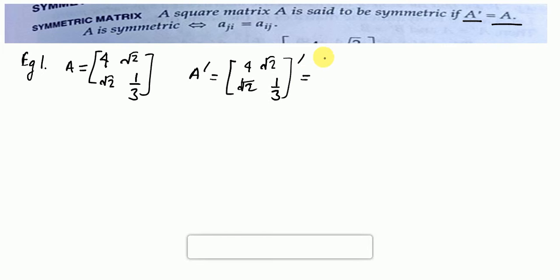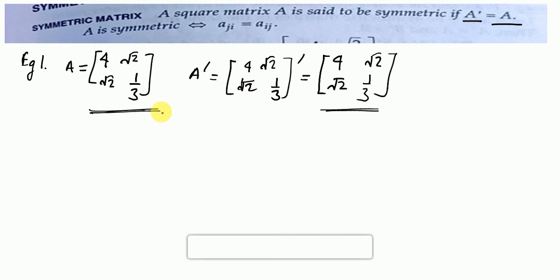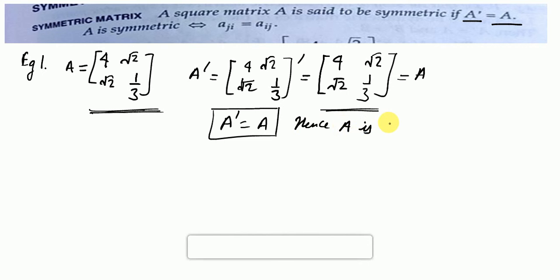So after transpose we get, the rows change into columns, interchange kar denge. So this row we changed into a column, and this row we also changed into a column. So then we saw that this is the same as the given matrix. So its transpose is equal. So A dash is equal to A. Then whenever this type of case forms, we say hence A is symmetric matrix.